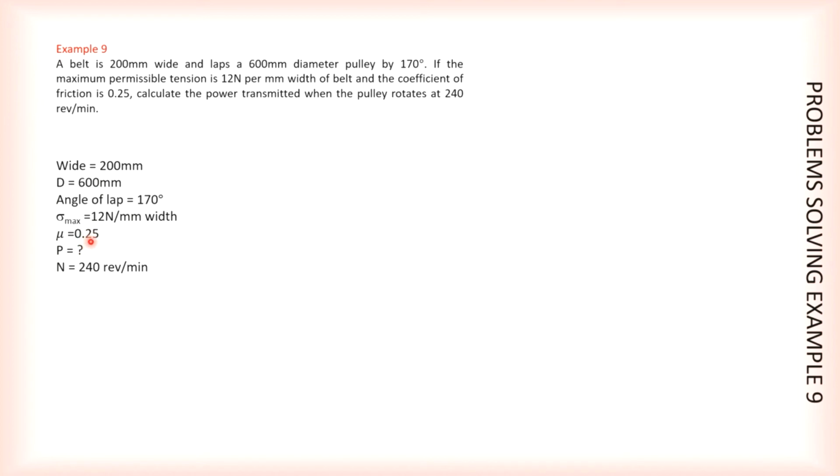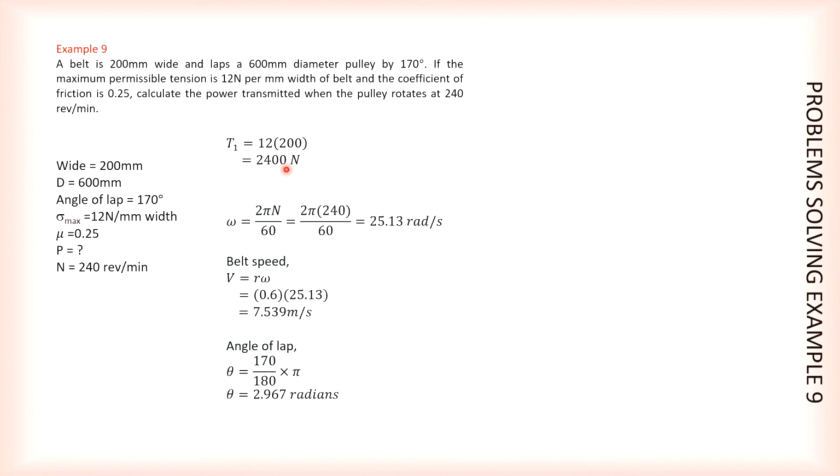Okay, so the coefficient of friction is 0.25. So we have to find the power. Firstly, deal with the T1, the tight side tension, which they have given you as 12 Newton per millimeter. So this is actually not the stress. This is the tight side tension.